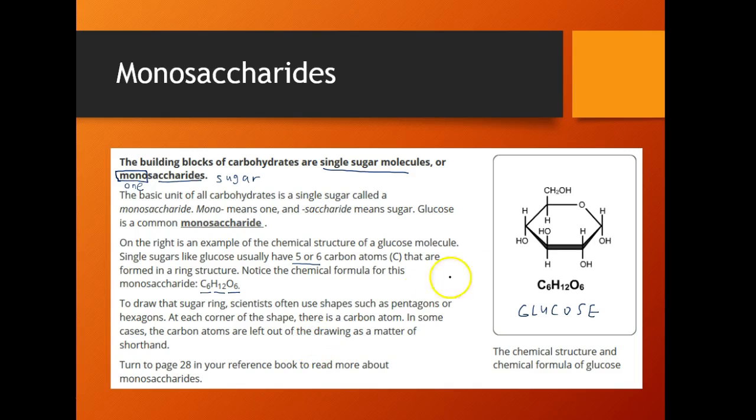To draw that sugar ring that you see right here, scientists often use shapes such as pentagons and hexagons, depending on how many carbons are present in the sugar. At the corner of the shape, so like right here and right here, there is a carbon atom. But since there are so many carbons present in a sugar, a shorthand of drawing a carbon is just to put the two lines together and form a corner, and you would know that a carbon actually exists there.